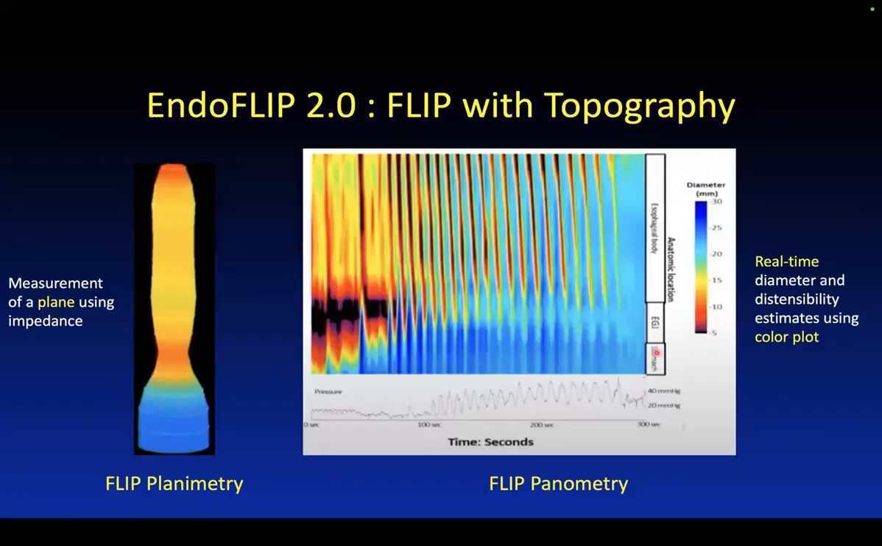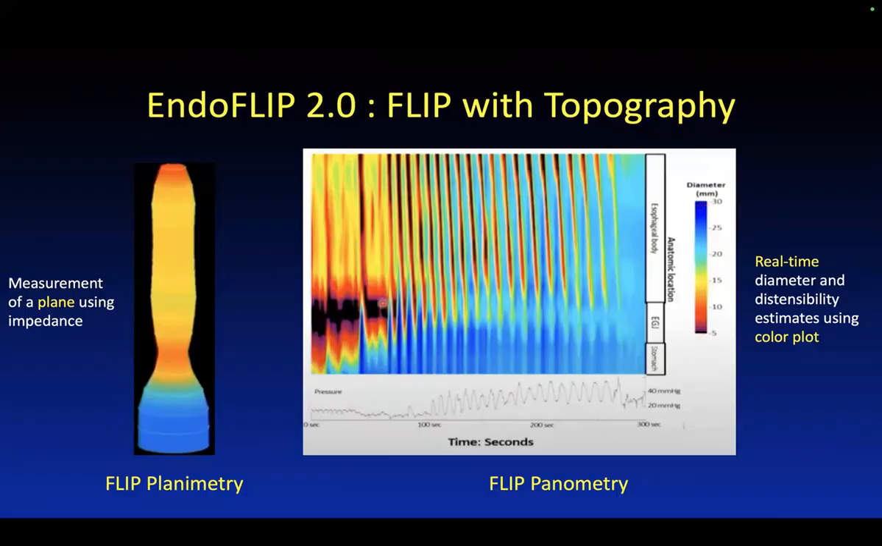Okay, the difference here is, when you see a manometry, when you see the scales, you're seeing the pressures. Correct? On manometry, the cooler colors indicate lower pressures, and the warmer colors indicate higher pressures. Right? On an EndoFLIP, what you're actually seeing is the diameter. You're not seeing the pressures. You're seeing the diameter of the esophageal lumen. Okay. So here the warmer colors indicate lesser diameter, and the cooler colors indicate greater diameter.